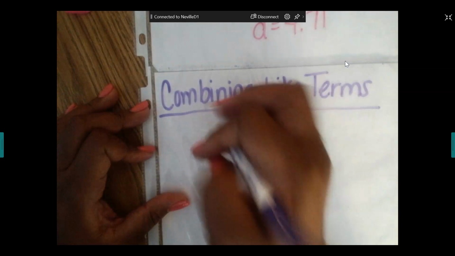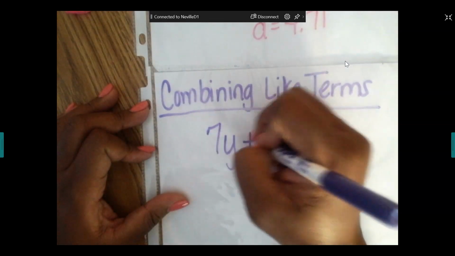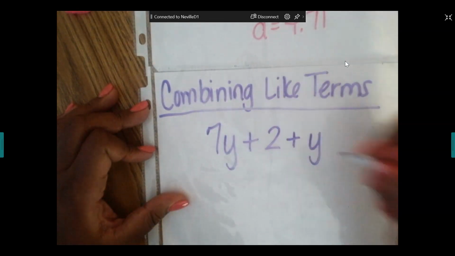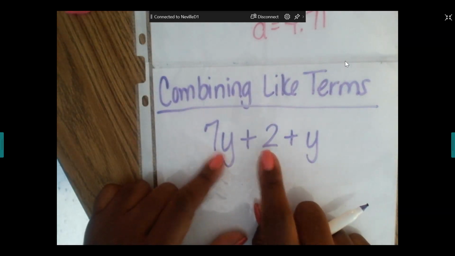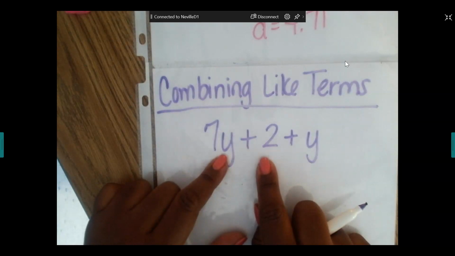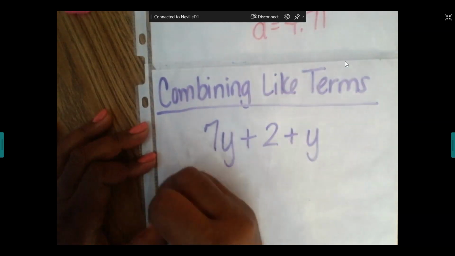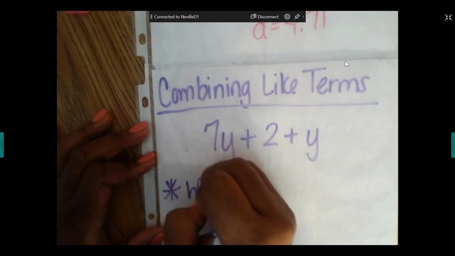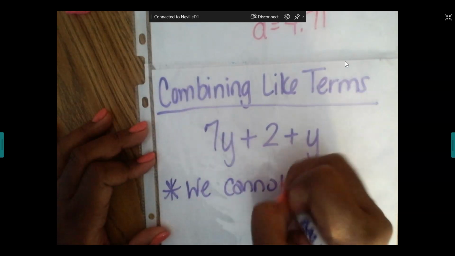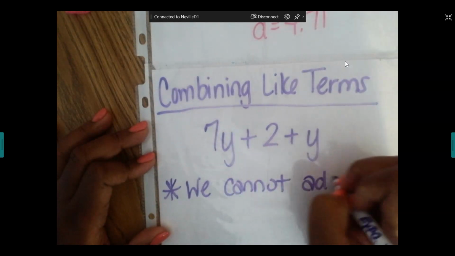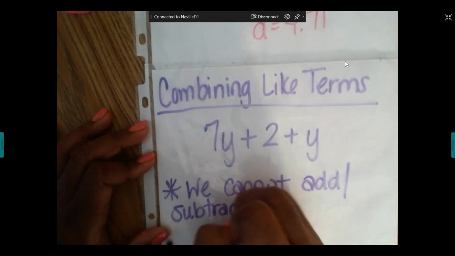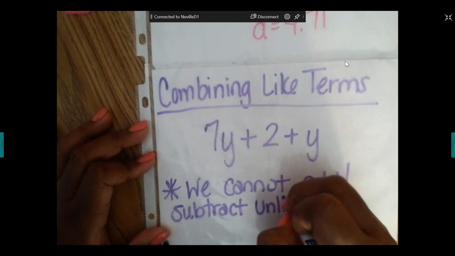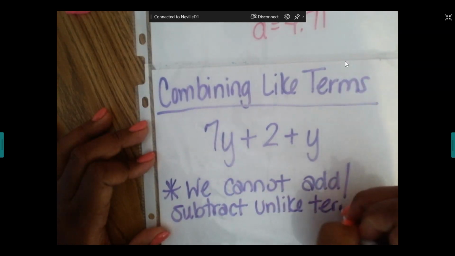Let's look at this. 7y plus 2 plus y. Do these two terms look alike? No. So can I add them together? We want to remember, star statement, we cannot add or subtract unlike terms.